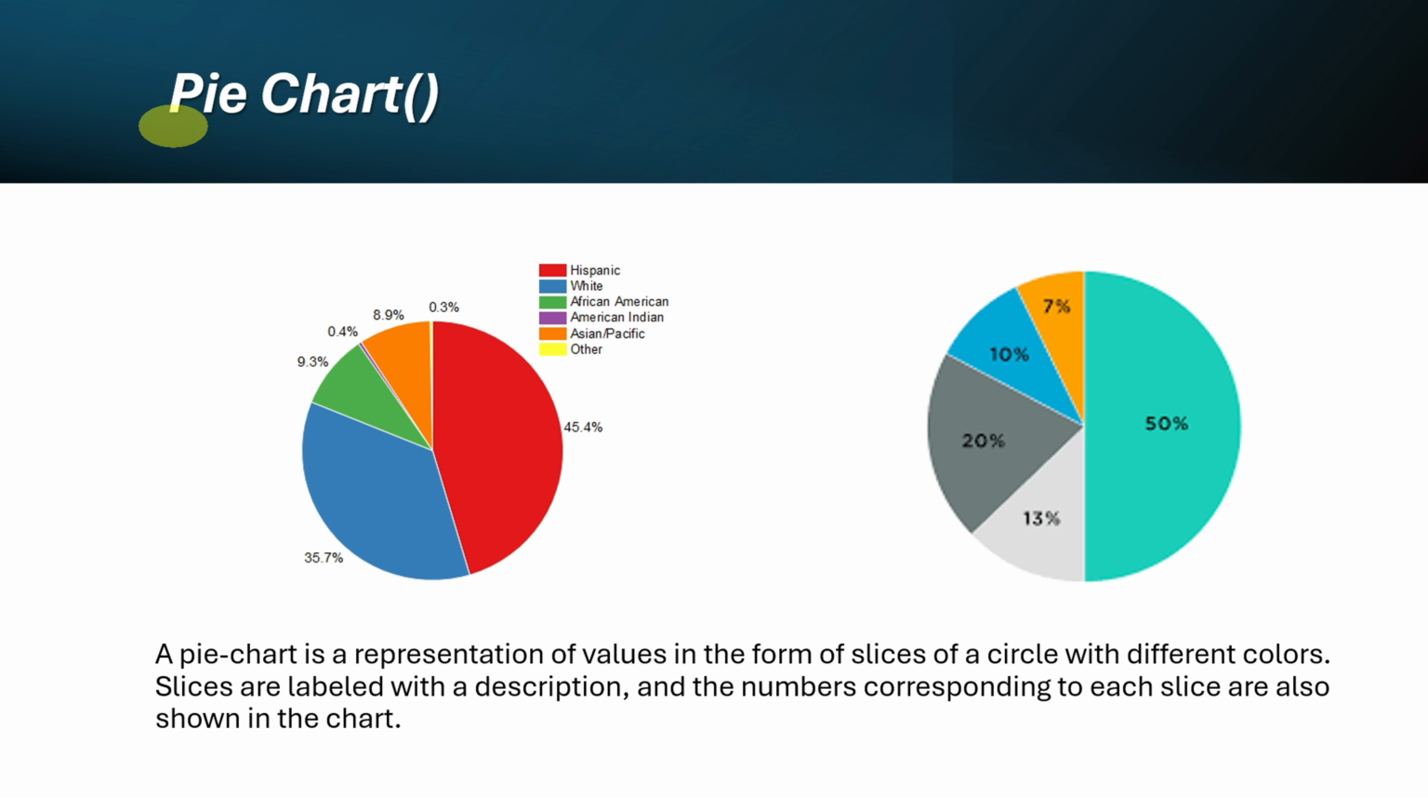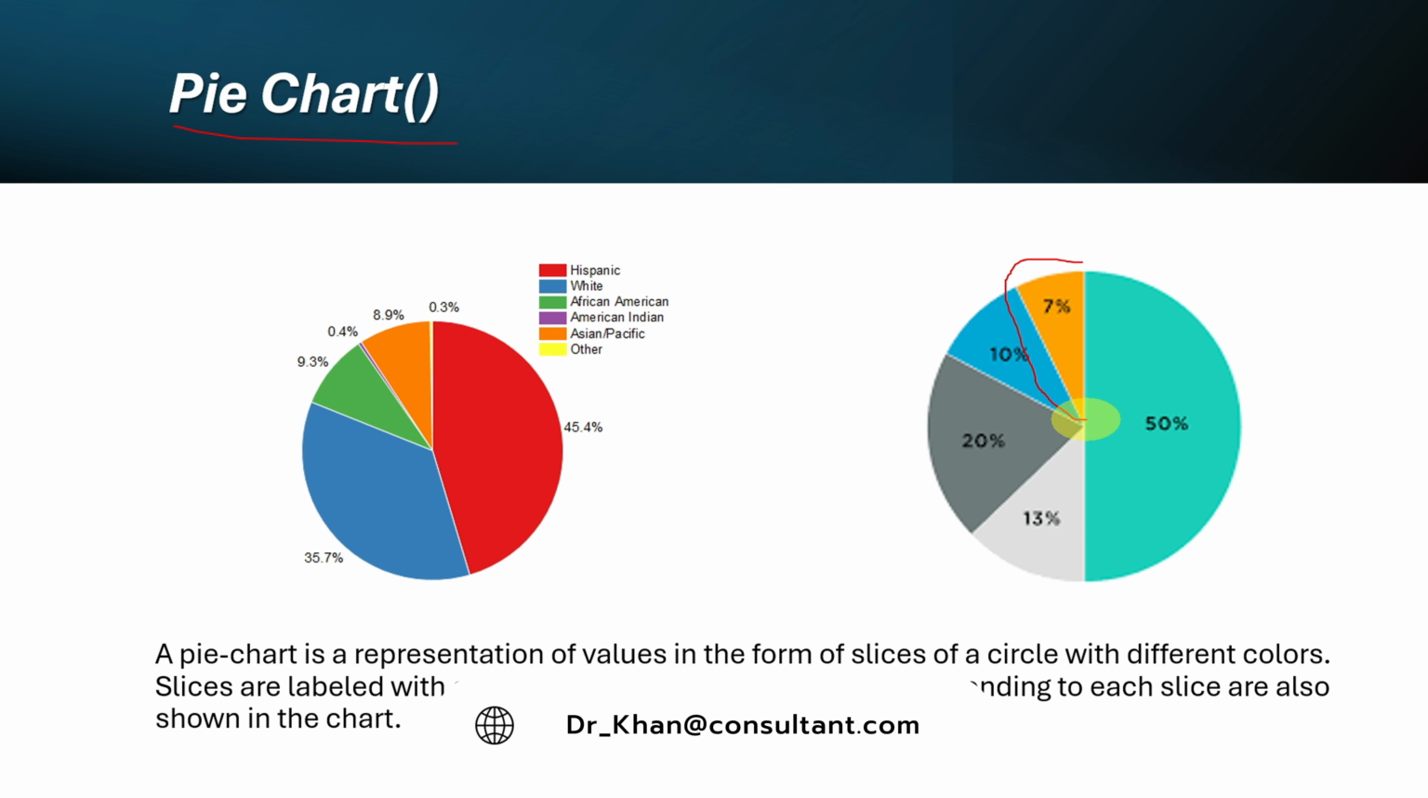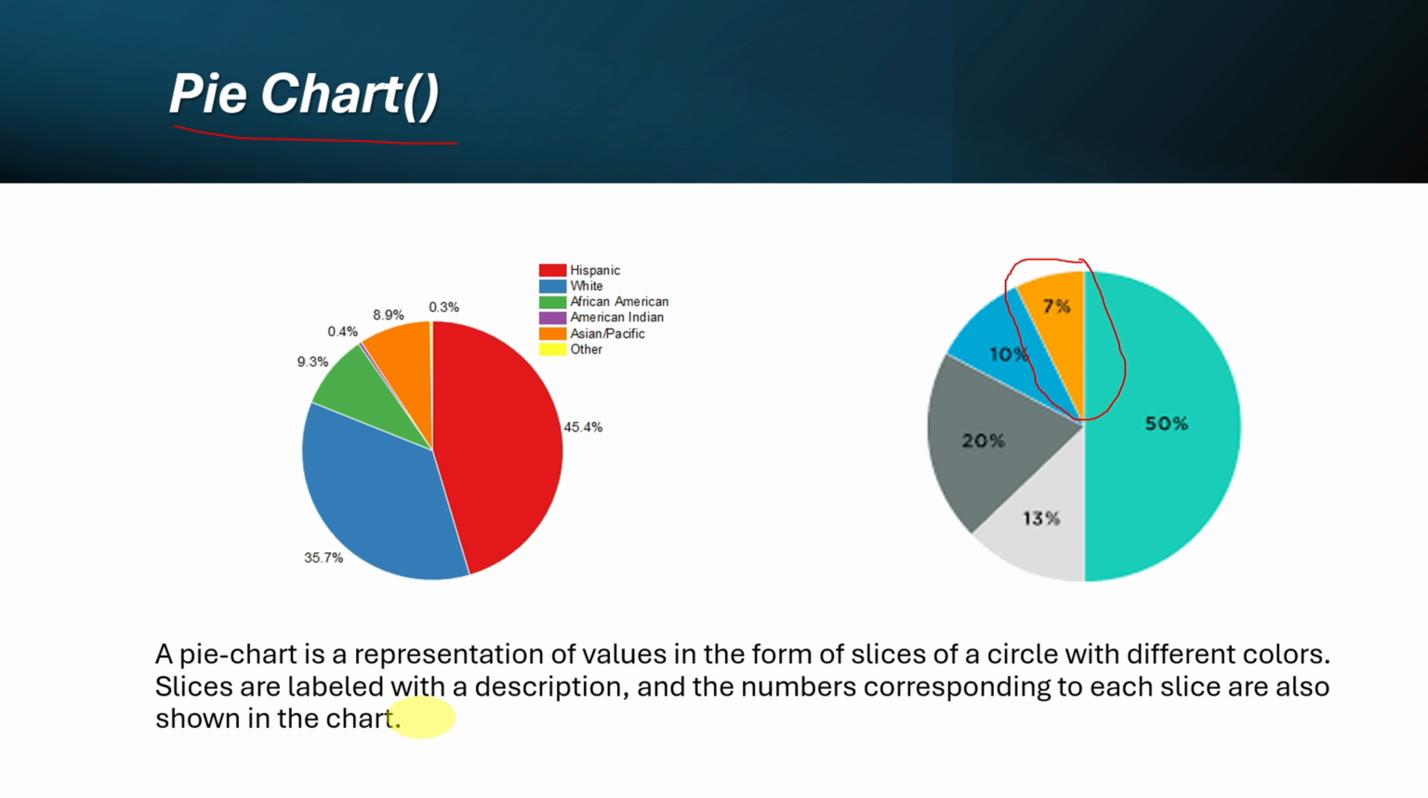Now we will learn pie chart in this topic. What is a pie chart? A pie chart is a representation of values in the form of slices. So you can see these slices. So this is a slice, for example, with different colors. Slices are labeled with description and numbers corresponding to each slice as shown in the chart. So for example, if we discuss this one example.